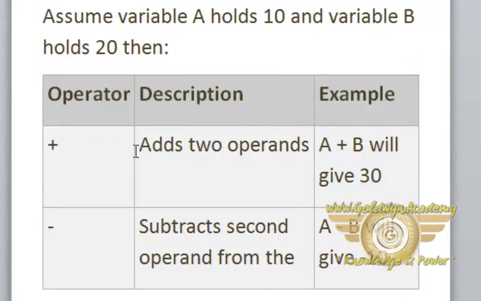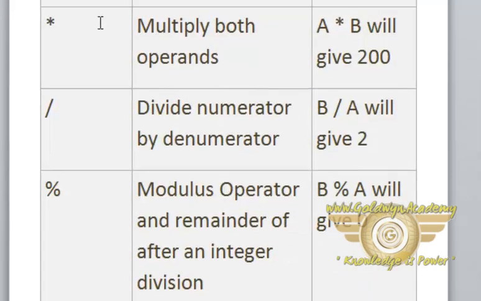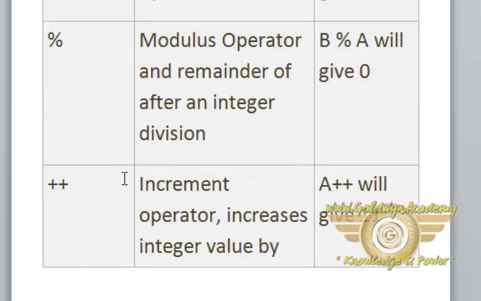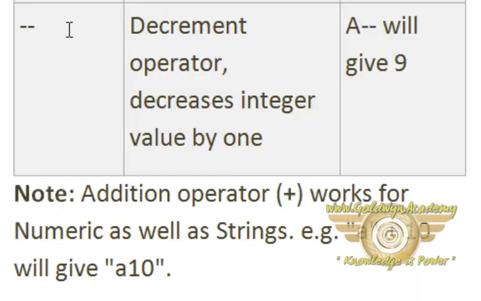Plus, which is used to add two operands. Minus, which is used to subtract the second operand from the first. This is the multiplication sign, used to multiply both operands. This is used for divide. This is used for the modulus operator. This is used for increment of a variable, and this is used for decrement of any operand.